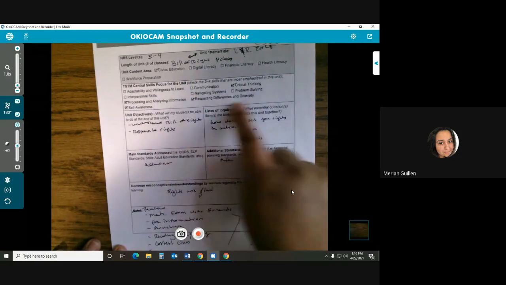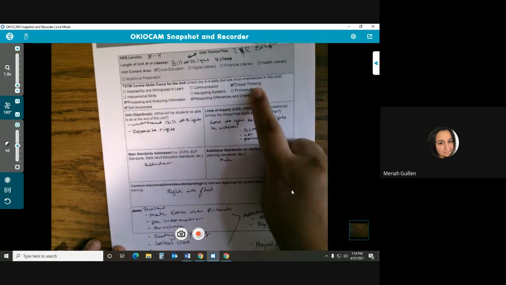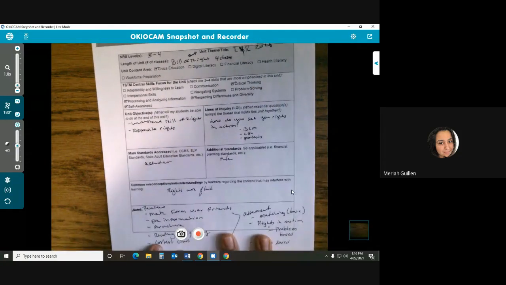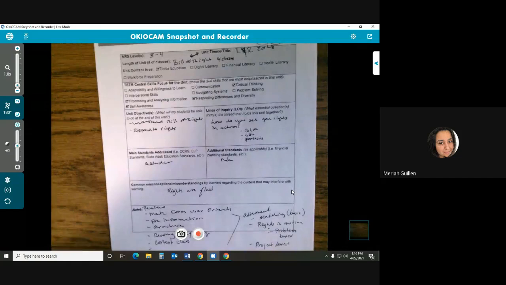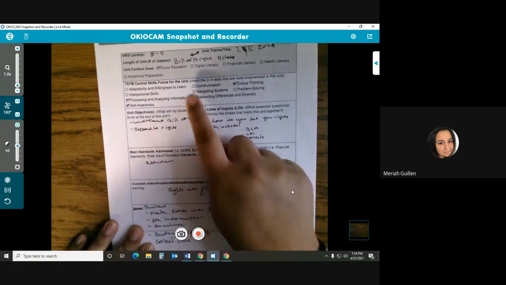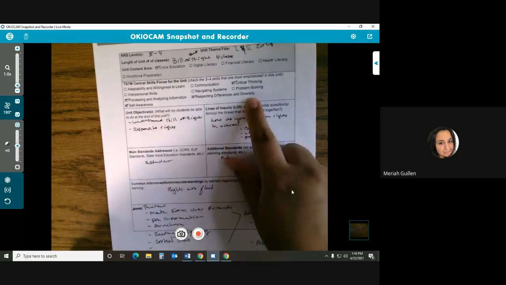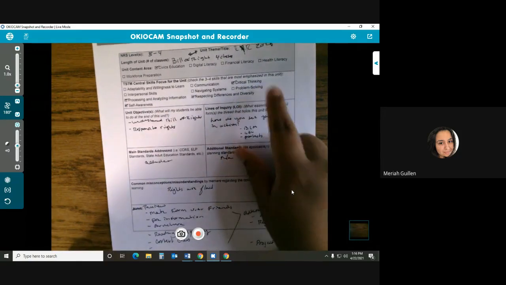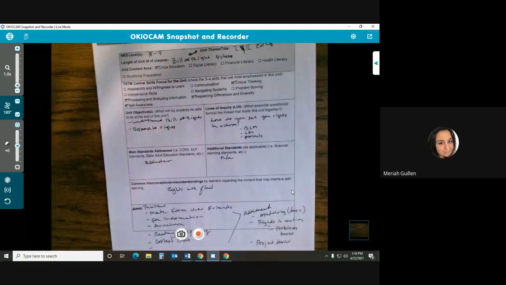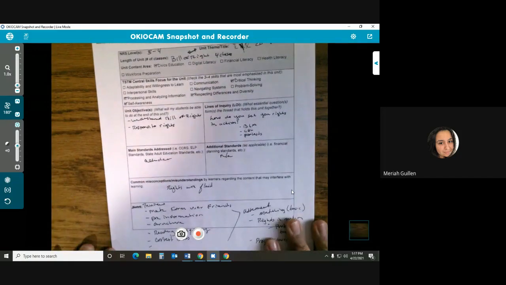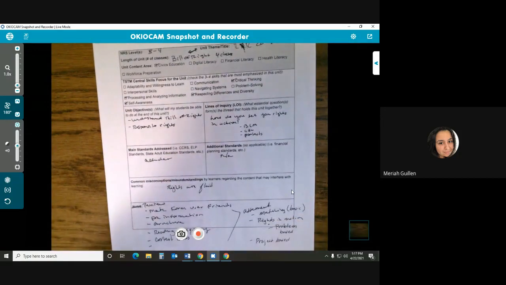And then I addressed which content or which central skills that I wanted to cover, and I did this beforehand so that I can analyze it afterwards. And so I had processing and analyzing information, self-awareness, respecting differences and diversity, and critical thinking skills. All of these were the ones that I had planned, because based on the materials that I was giving them, I felt that was going to be the best one.